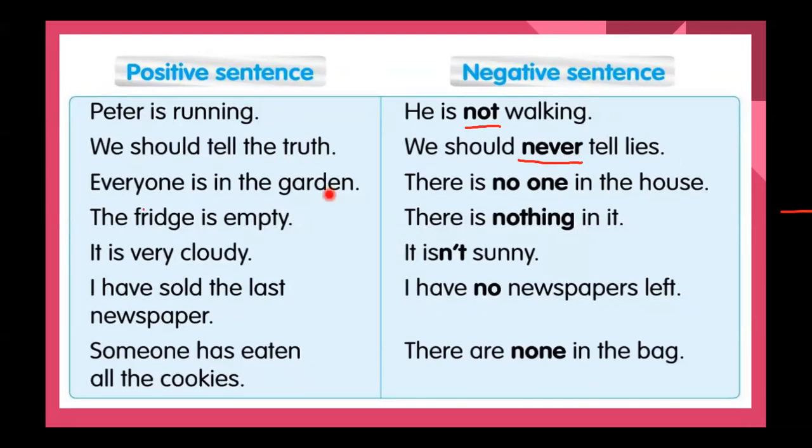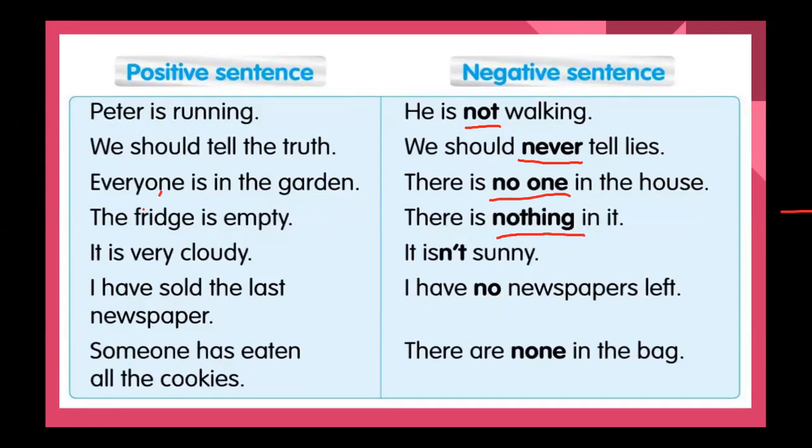Everyone is in the garden. Positive sentence. There is no one in the house. घर में कोई नहीं है. No one. So no one is denoting over here a negative sentence. The fridge is empty. Positive sentence. There is nothing in it. This is a negative sentence. Fridge में कुछ नहीं है. Nothing. So the word nothing is denoting a negative sentence.